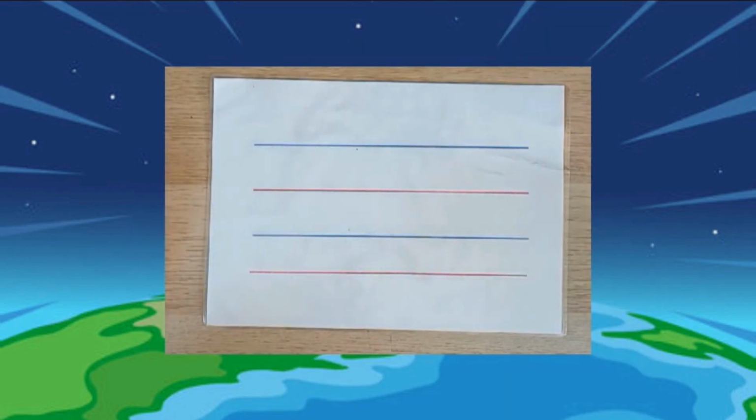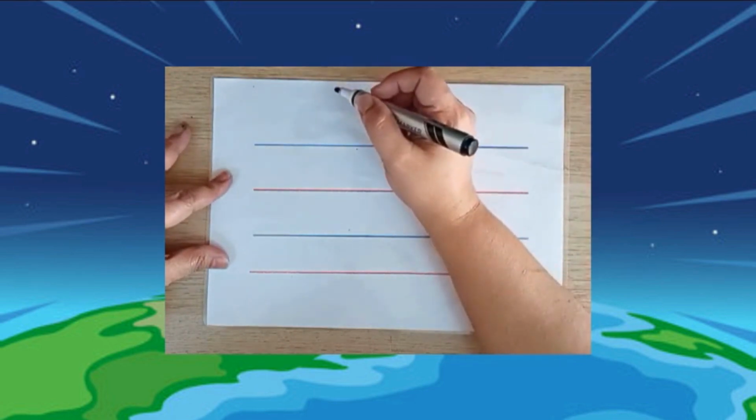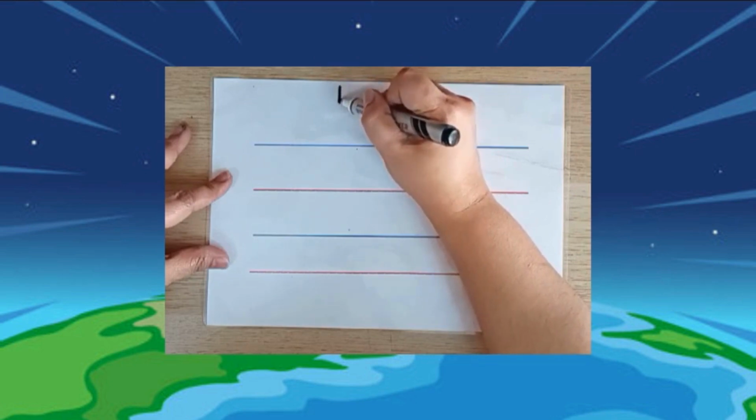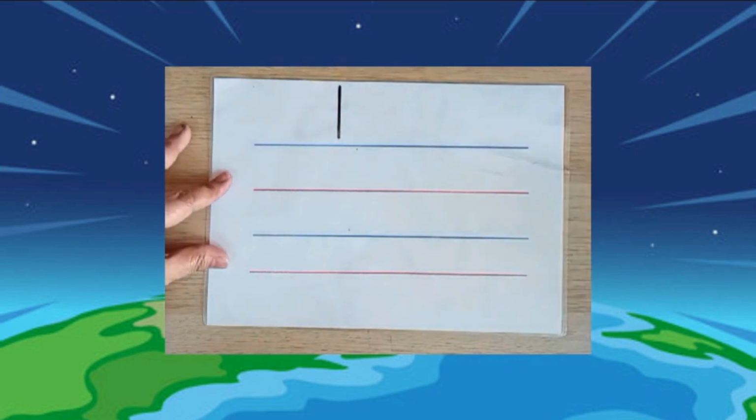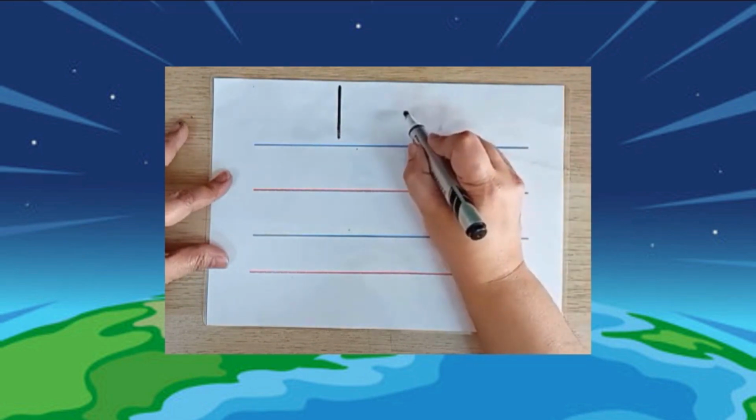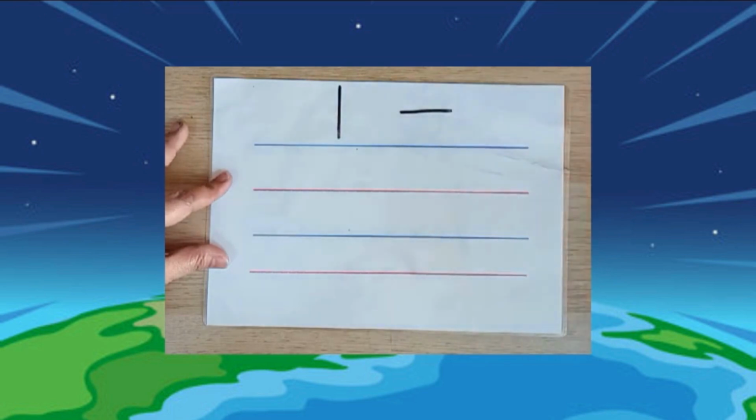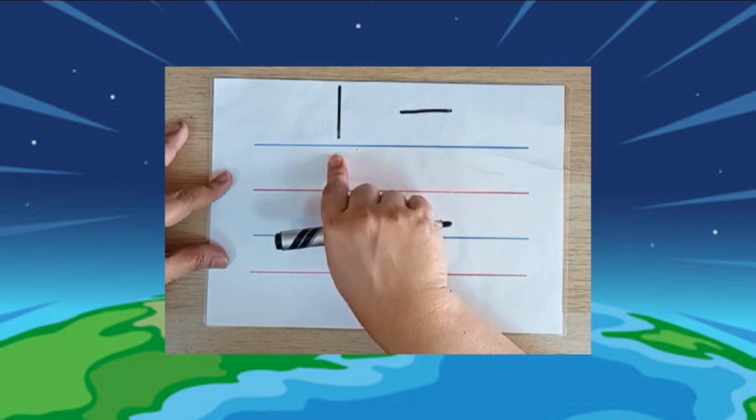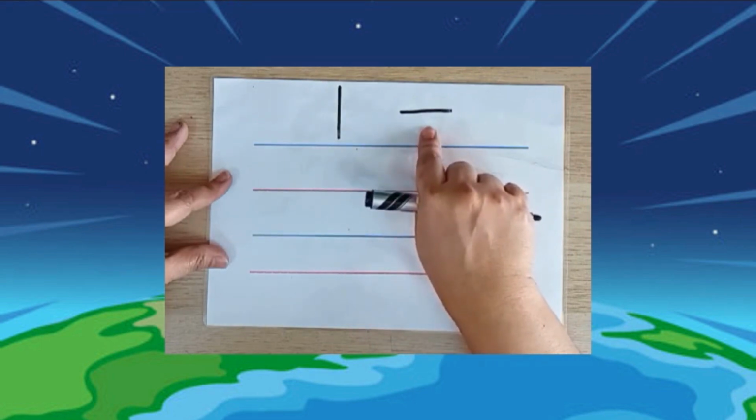Now, let's write the uppercase letter E. To write the uppercase letter E, we need two kinds of line. The standing line or the vertical line goes like this. And the sleeping line or the horizontal line goes like this. The vertical line or the standing line and the sleeping line or the horizontal line.